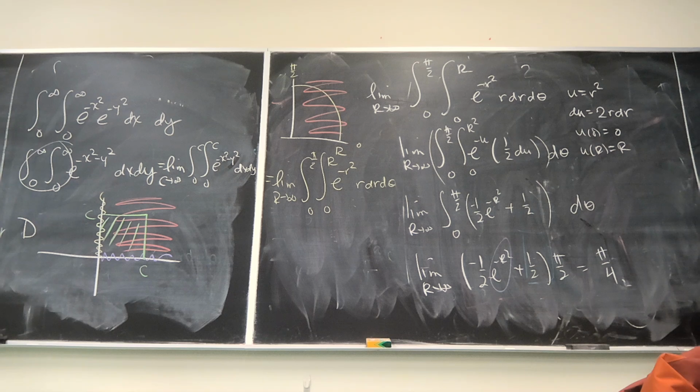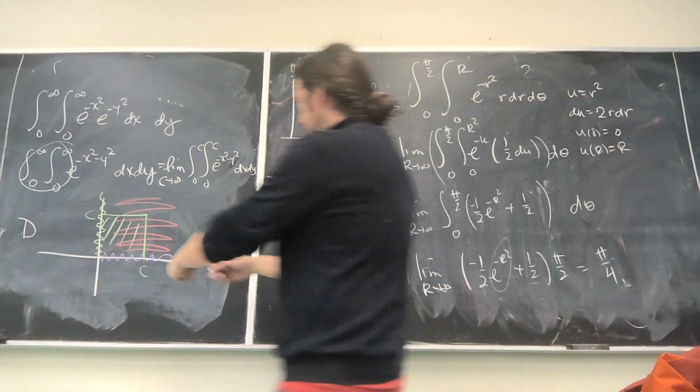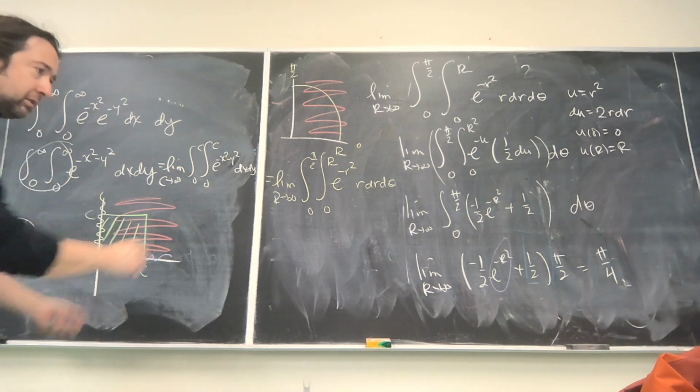That's weird. So what have we actually found right now? What is that pi over 4? The pi over 4 is the volume of this surface under the first quadrant.